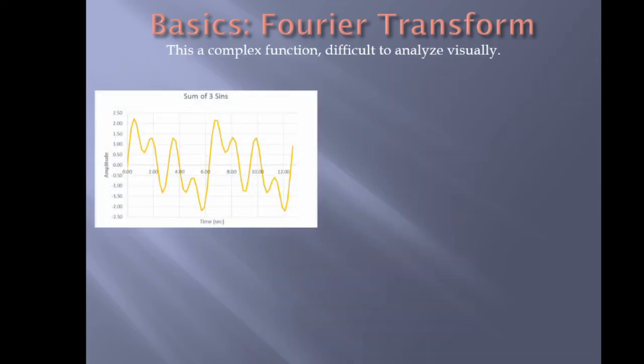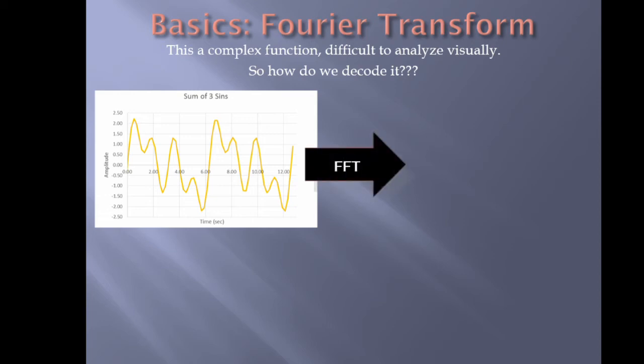That's interesting, because this reminds me of a real space that's a collection of different spatial frequencies, and you can't make heads or tails of it. So how do we decode it? Any thoughts? Fourier transform! Everyone's favorite.